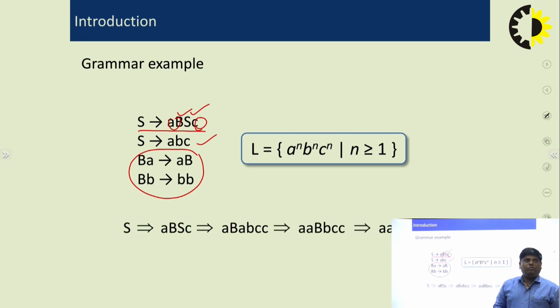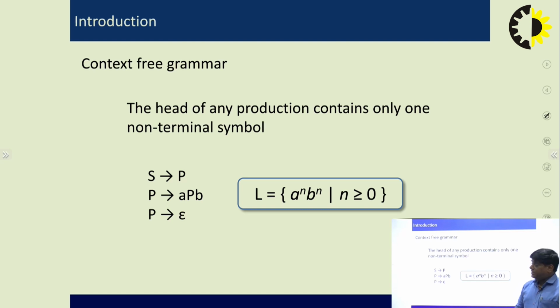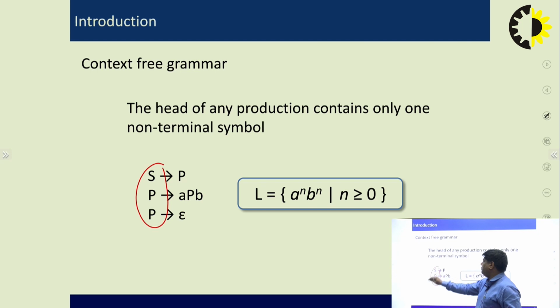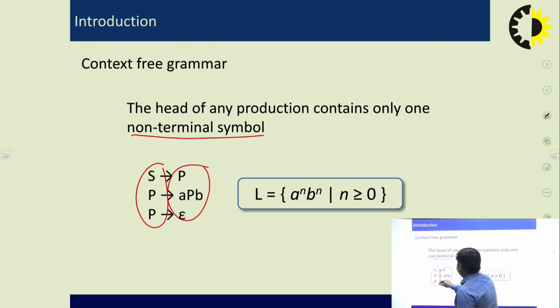Okay, now we move to another example, where grammars are written in this format also. Now, what is a context-free grammar? I have already explained: on the left side, only non-terminals are allowed, and on the right side, terminals and non-terminals are allowed. The head of the production contains only a non-terminal symbol.